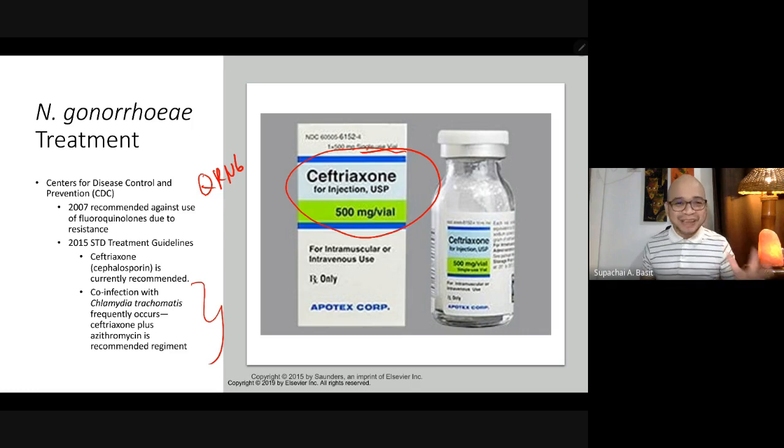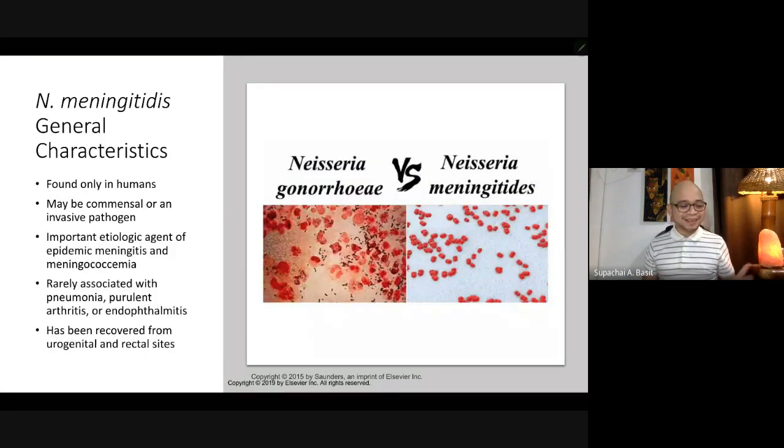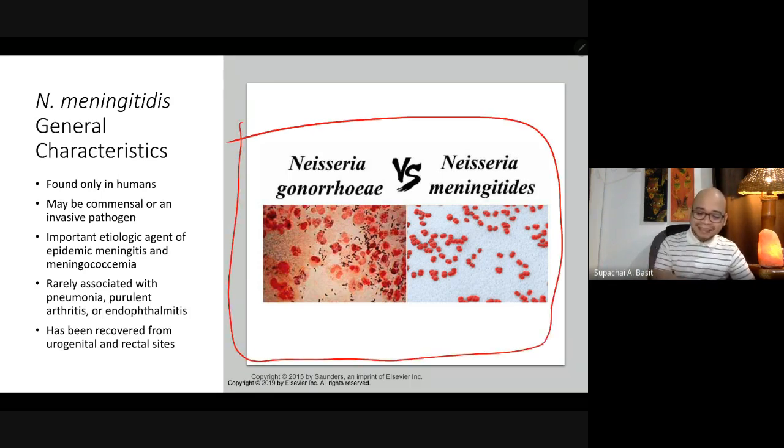So let's now proceed to another organism. This time, let's talk about Neisseria meningitidis. So let me just explain to you this picture. It says here, Neisseria gonorrhoeae versus Neisseria meningitidis. Okay, so this is from the urethral discharge. And this probably could come from CSF.